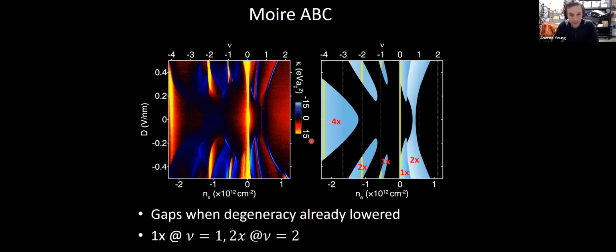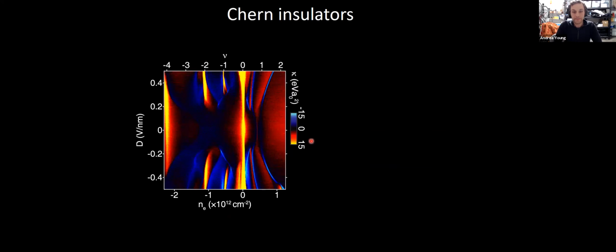It's much harder to tell when you have something interesting. One of the advantages of measuring thermodynamic quantities. So one thing I want to focus on, which will be the focus of much of the rest of the talk, is the possibility of Chern insulators.